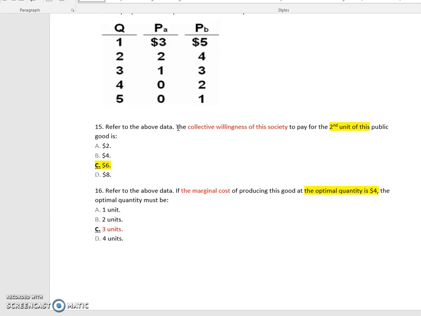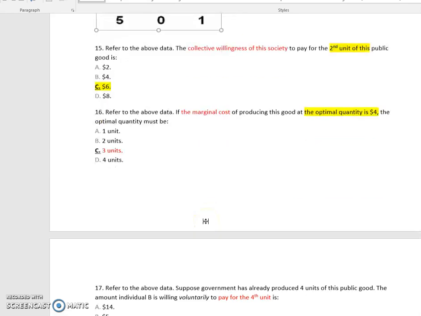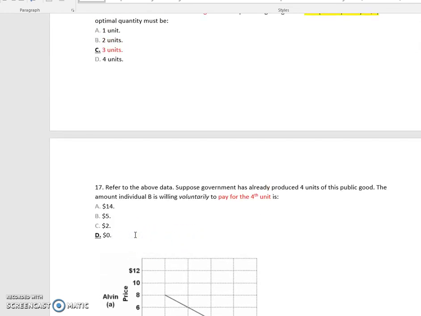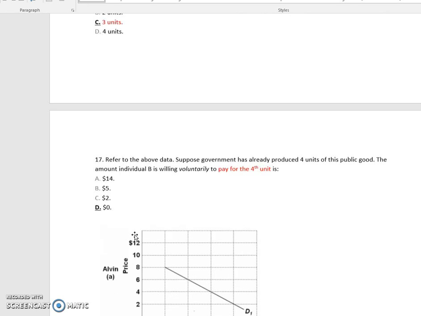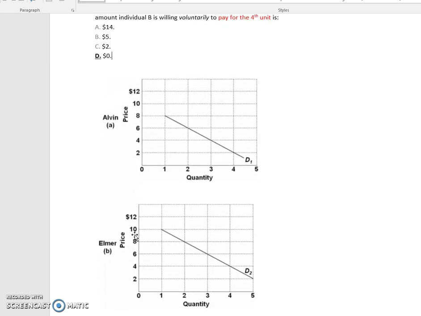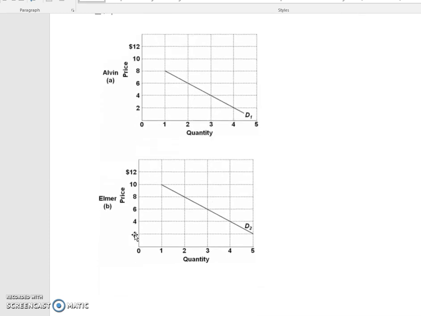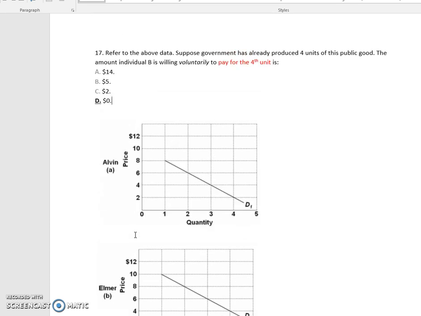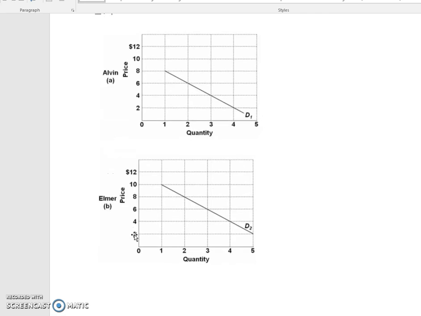For the 4th unit, individual A doesn't want to pay anything, $0. Individual B also does not want to pay, he wants to pay $0 because it is already given to them. They don't have to pay for it to be produced. This happens when government produces and distributes the public good, such as polio vaccine, education, healthcare, national defense, police officers, law and order. All of those have components of public goods.